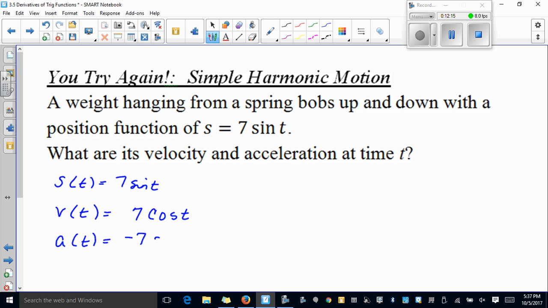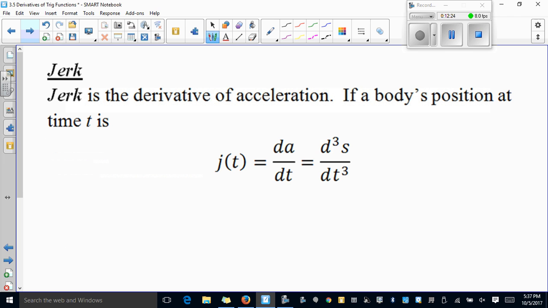So the last thing in this part of the notes is going to be jerk. The jerk is the derivative of acceleration if a body's position at time t. So we get our third derivative. Now, this is obviously not jerk like you're a jerk. Jerk is the same as if you're driving a stick shift and you pop the clutch and the car jerks forward. That's the type of jerk they're referring to.